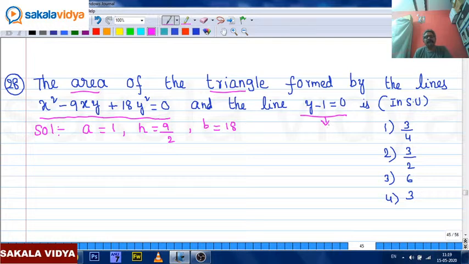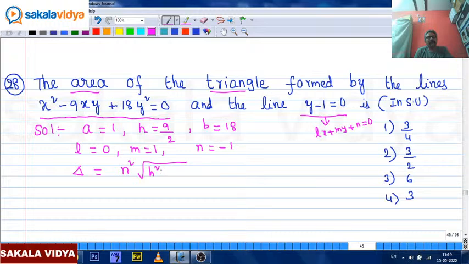Comparing this line with lx plus my plus n is equal to 0, here L will be 0, m equals 1 and n equals minus 1. Delta formula. What is the delta formula? n square root of h square minus ab upon am square minus 2hlm plus bl square.